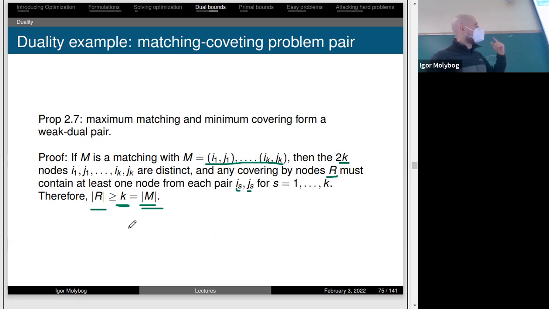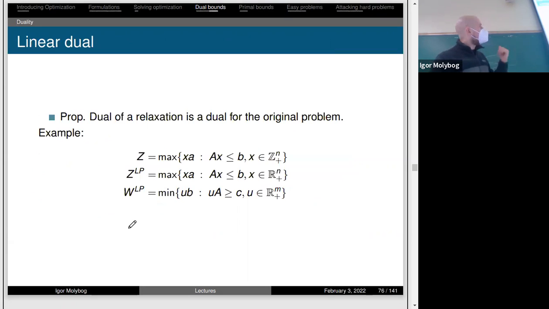So this shows that just by definition these two problems form a weak dual pair. However, if we are familiar with LP duality, we can also use the following proposition: a dual of a relaxation is a dual of the original problem, right?